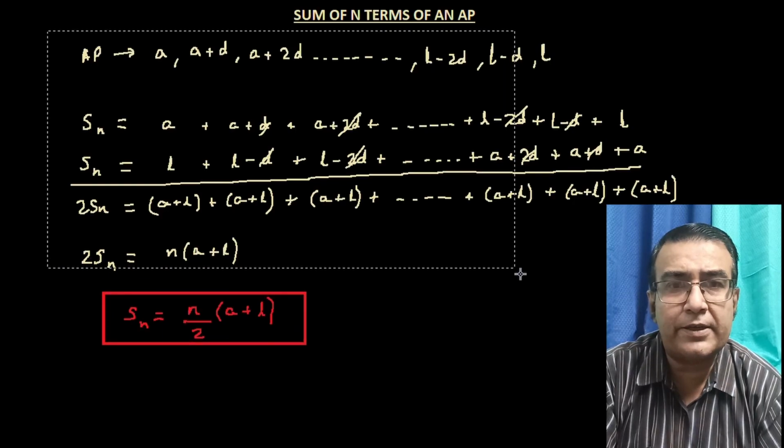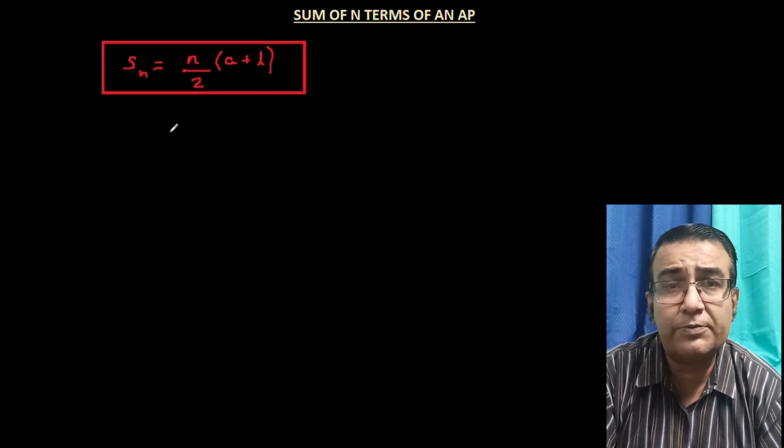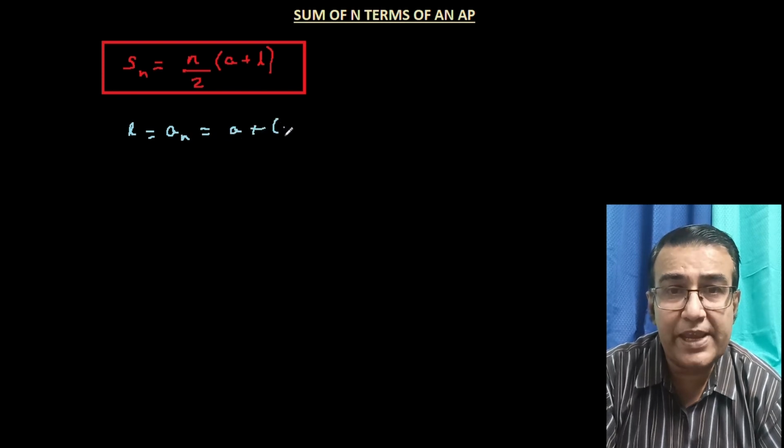Let me get rid of all this and take this formula on top. Now we know that the last term of the arithmetic sequence, which can also be called the nth term, written as an, has a formula: a, the first term, plus n minus 1 times d, the common difference.